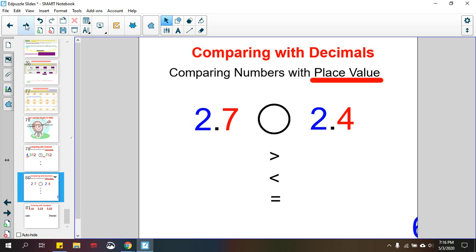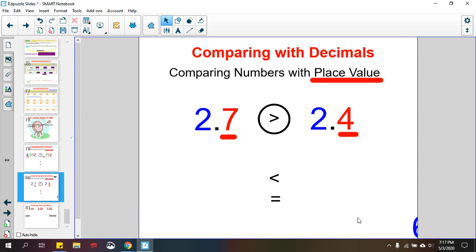Now, that idea of place value can help us when we're comparing decimals. Again, we've got two numbers here, 2 wholes and 7 tenths, and 2 wholes and 4 tenths. Again, I'm going to look at the biggest places first. That would be the ones place in both of these numbers. They're both a 2, so that's not going to help me figure this out. So I have to go to the next place over, which is the tenths place. Here I've got 7 tenths, and here I've got 4 tenths. What's bigger, 7 tenths or 4 tenths? Yeah, 7 tenths is bigger, so I know my number on the left is going to be bigger than my number on the right.